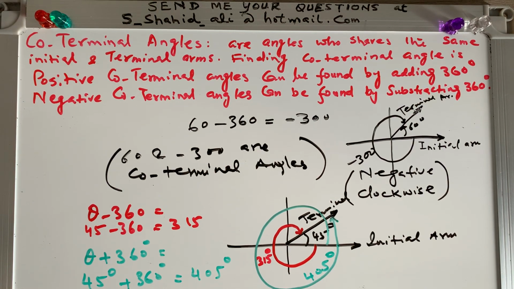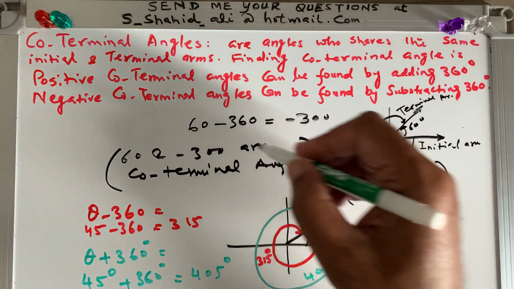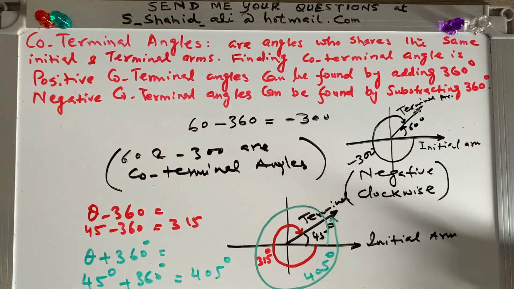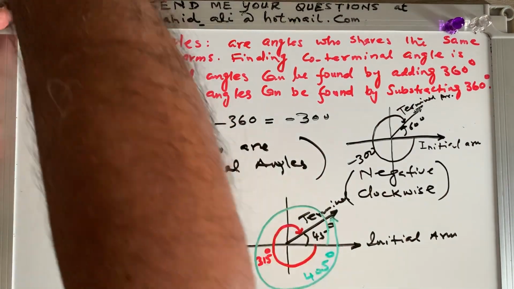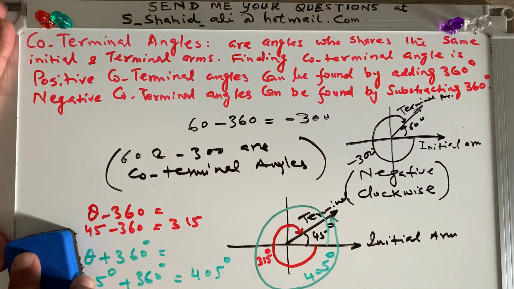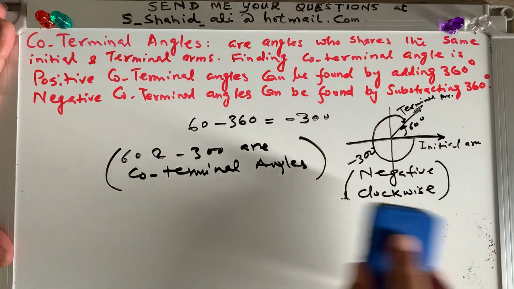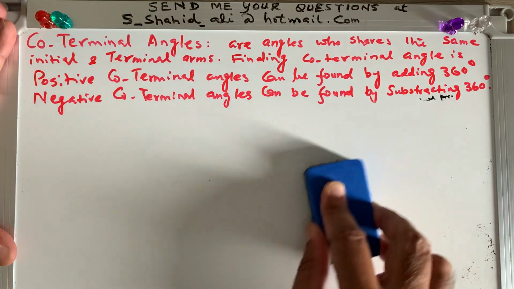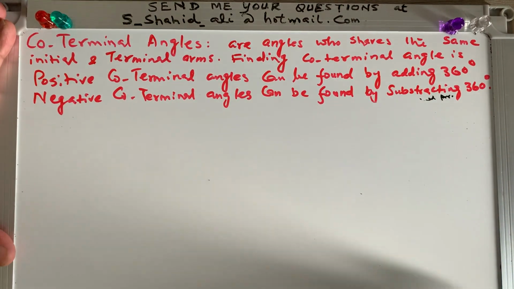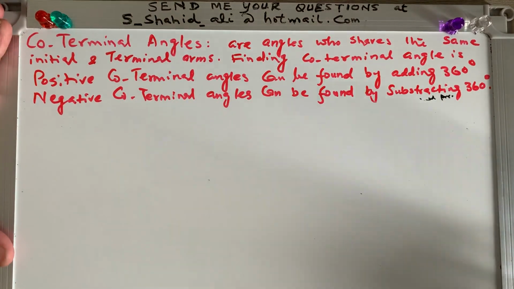So a positive coterminal angle can be found by adding 360, and a negative coterminal angle can be found by subtracting 360. So you can take more examples like this. One of my students asked a question on this subject, and I am going to tell you that question. So that was the explanation of how we can draw a positive or negative coterminal angle.